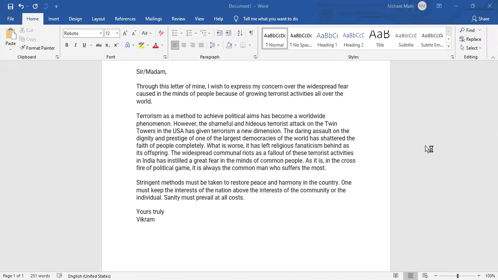Islam is a community or has certain faiths where they want other people, or they believe this particular aim and motto is only for some independence, jihad, what they call, what we commonly have heard about. So it has left religious fanaticism behind as its offspring.